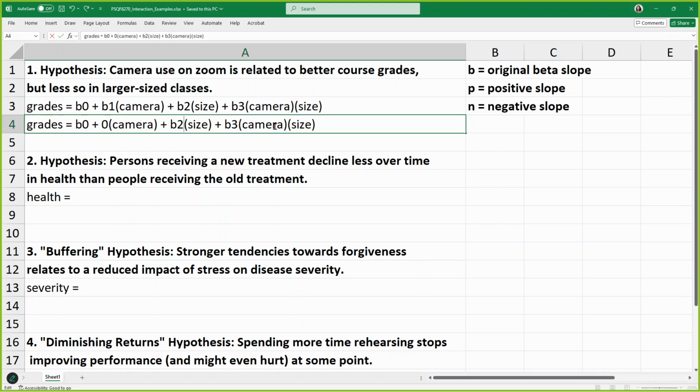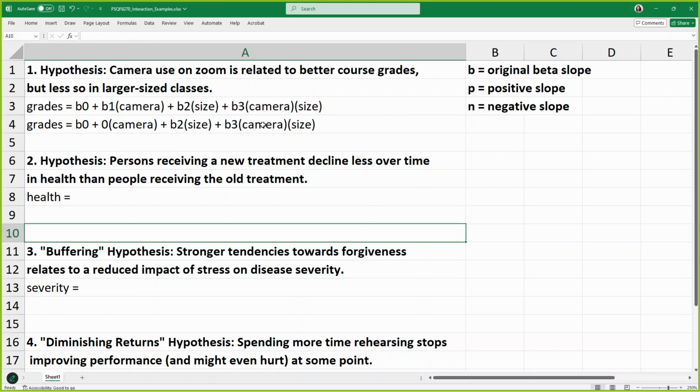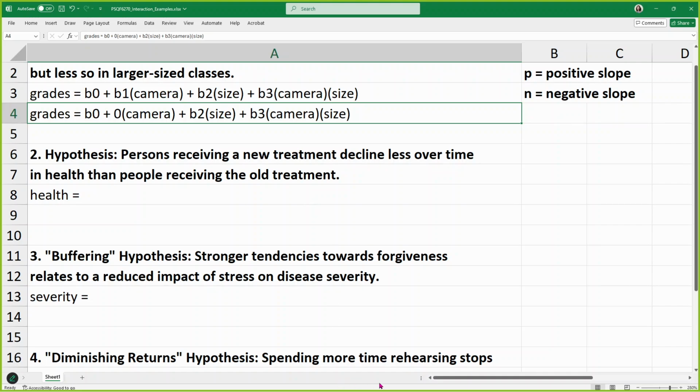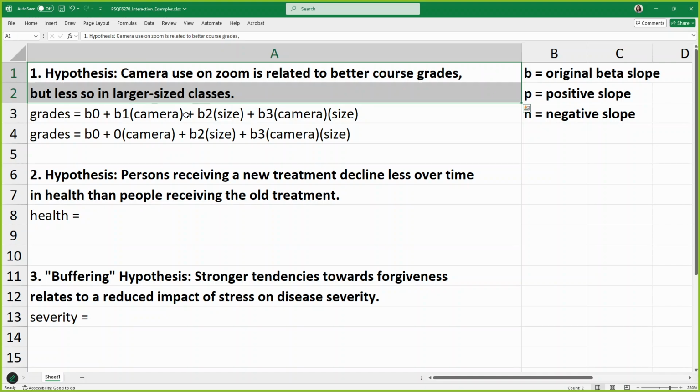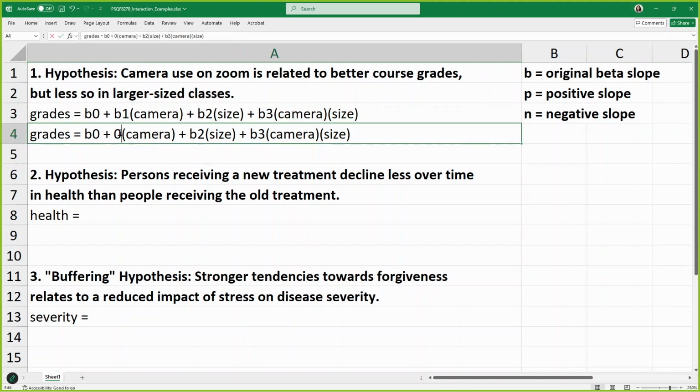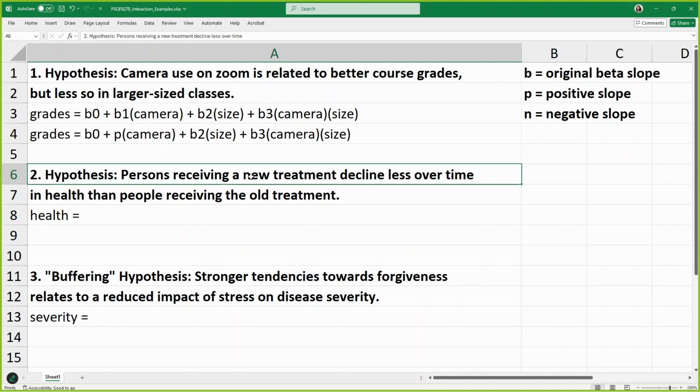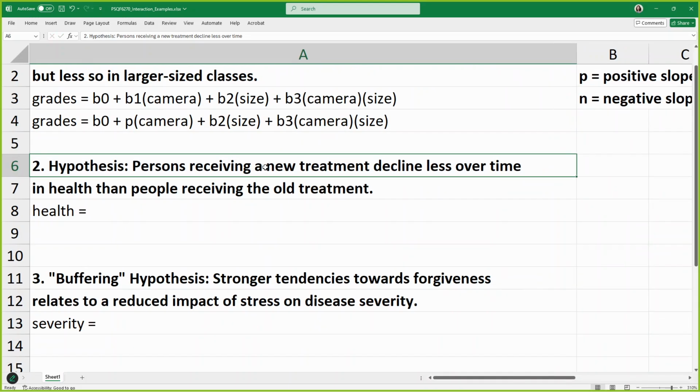Conditional on 0. Can I clarify? Are we trying to replicate this person's hypothesis? Because in their hypothesis, they would have it be P, right? We're just trying to replicate the hypothesis. That's true. If we want to stick with the hypothesis as written, then I would say positive. Turn your camera on, you get better grades. Okay. Thank you for that catch. I'm not representing the hypothesis faithfully.